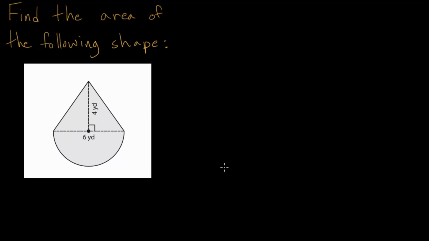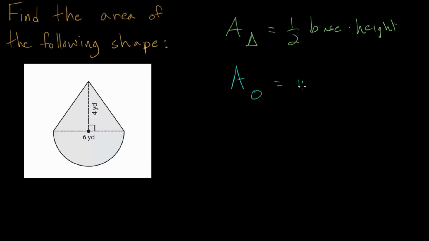Now, with this question, like I mentioned, we need to know the area formula for a triangle and a circle. Even though we only have half a circle here, we can just find the area of the entire circle and then divide that by 2. Remember that for a triangle, the area formula is half the base of the triangle multiplied by the height of the triangle. And for a circle, the area is pi multiplied by the radius of the circle squared.